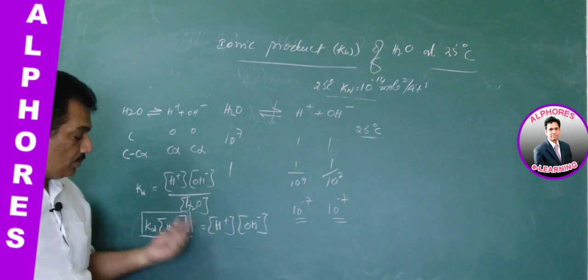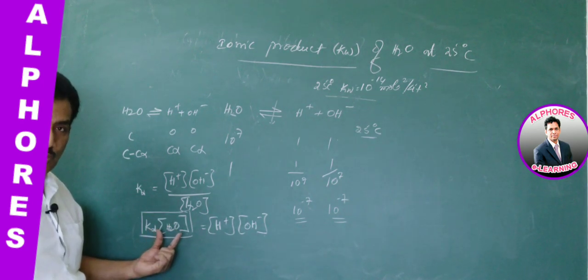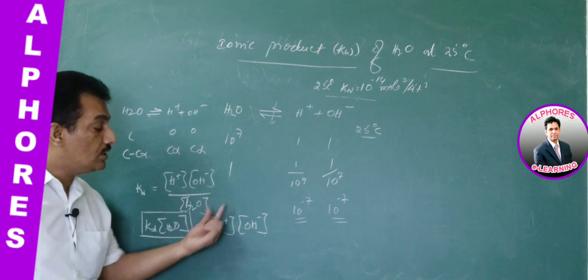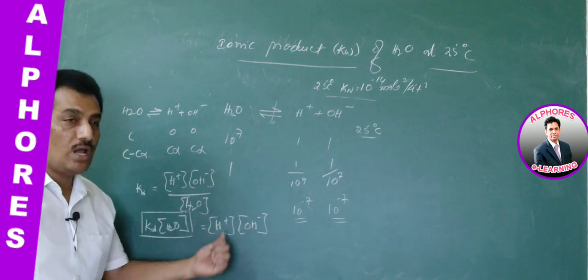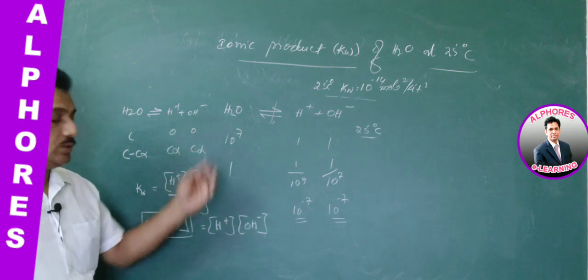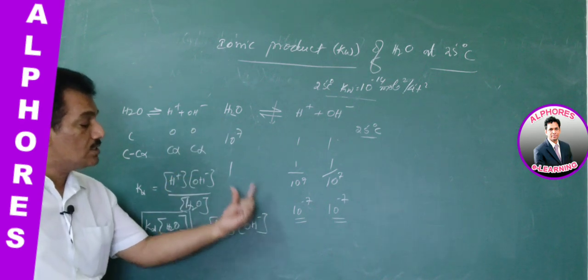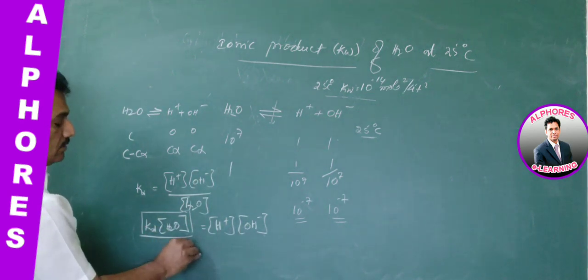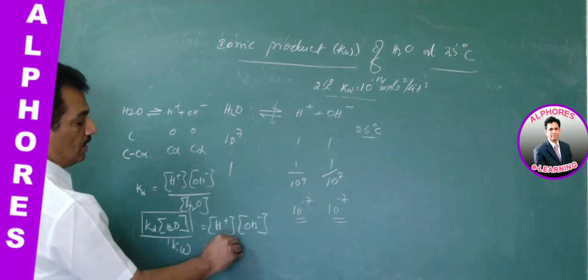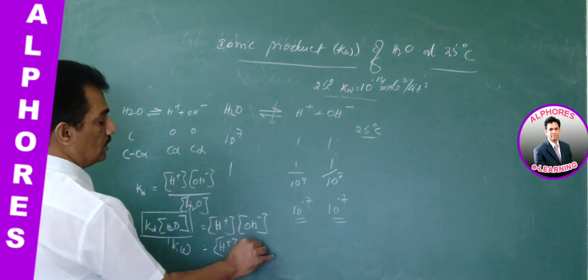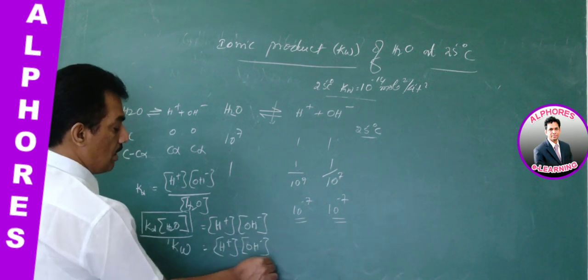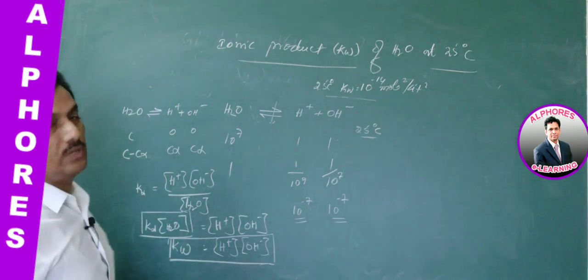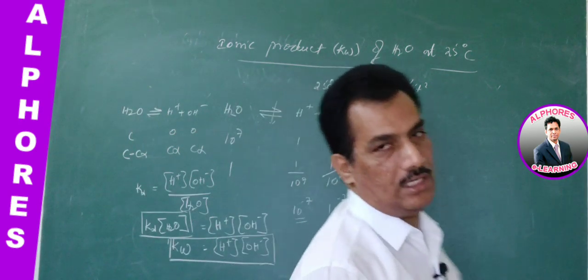Again I am repeating, this constant which is assumed to be formed is equal to the product of the concentrations of the ions. These two ions are present in water, you know. So when the product of the concentrations of these two ions is equal to this, it is known as the ionic product. That's why it is given the name. It is simply the product of the concentrations of the ions present in water, that's why it is known as the ionic product of water.